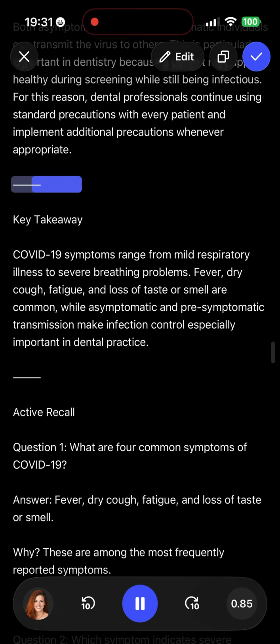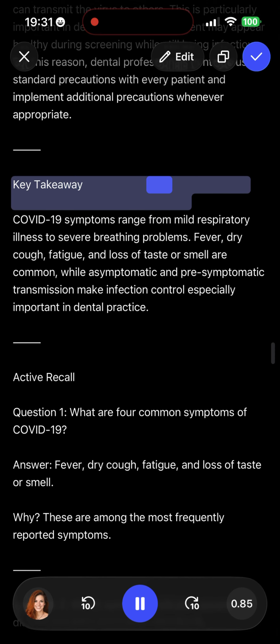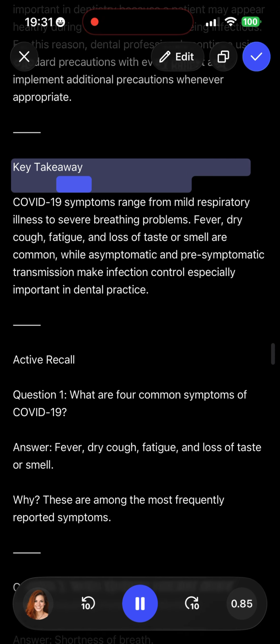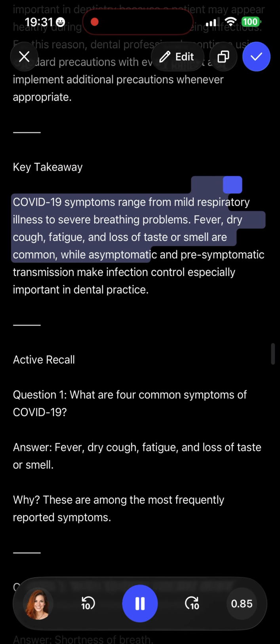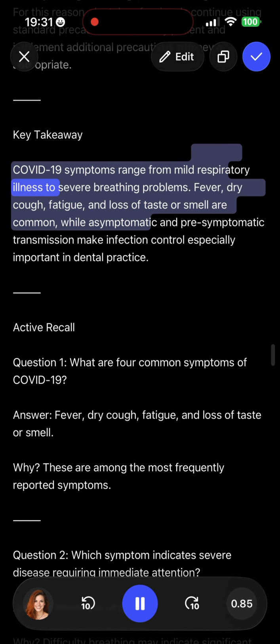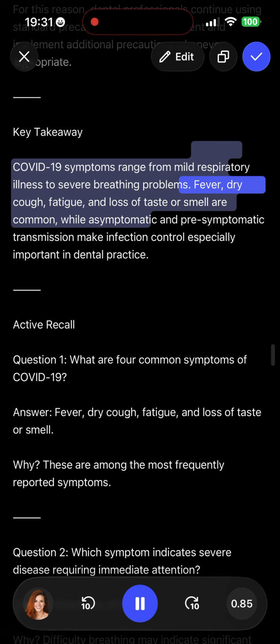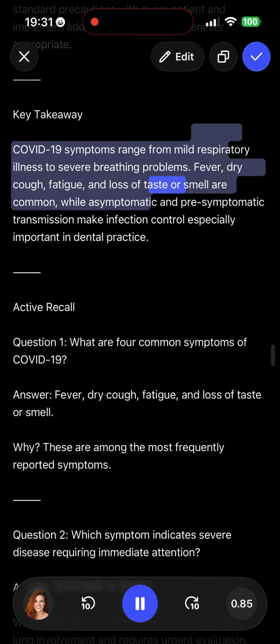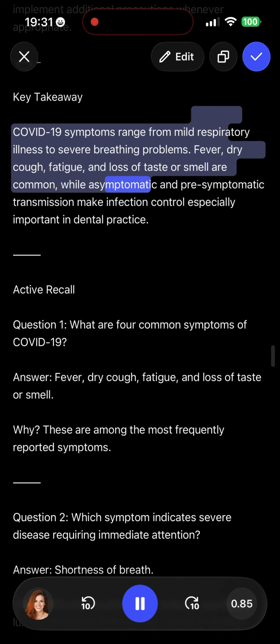Key takeaway: COVID-19 symptoms range from mild respiratory illness to severe breathing problems. Fever, dry cough, fatigue, and loss of taste or smell are common, while asymptomatic and pre-symptomatic transmission make infection control especially important in dental practice.